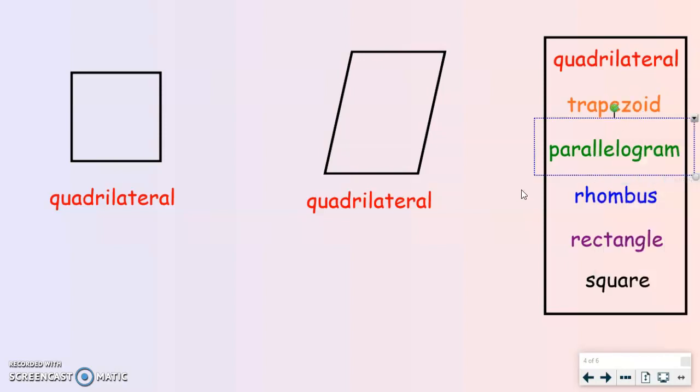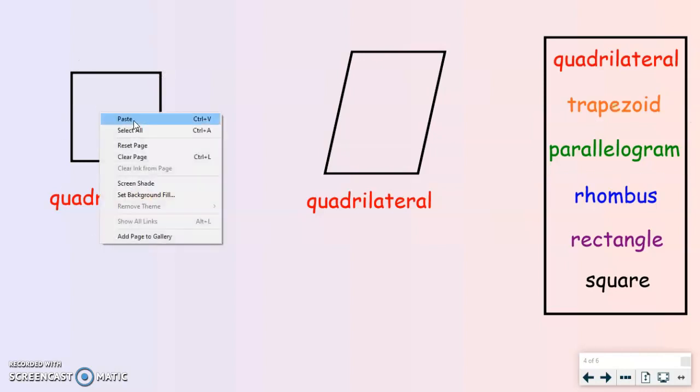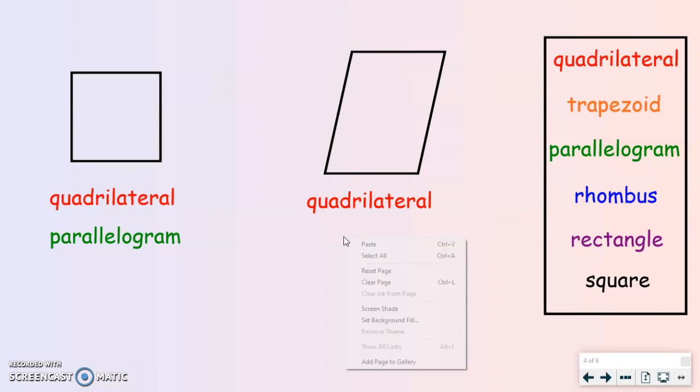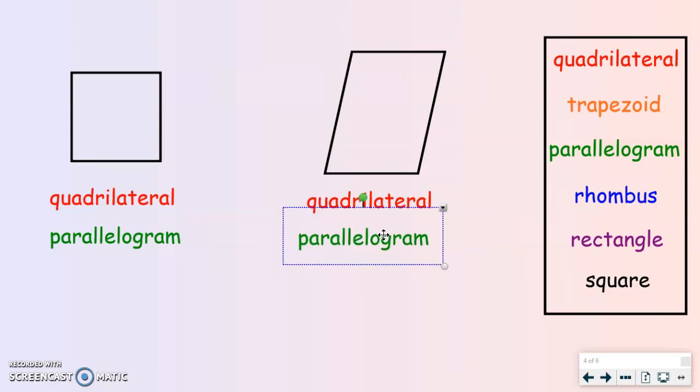Parallelogram means that it has 2 sets of parallel sides. And this side looks parallel to this side, and this side looks parallel to this one. So I'm going to put parallelogram under this figure. And same thing here, this side and this side look parallel, this side and this side look parallel. So let's give that one the name parallelogram as well.